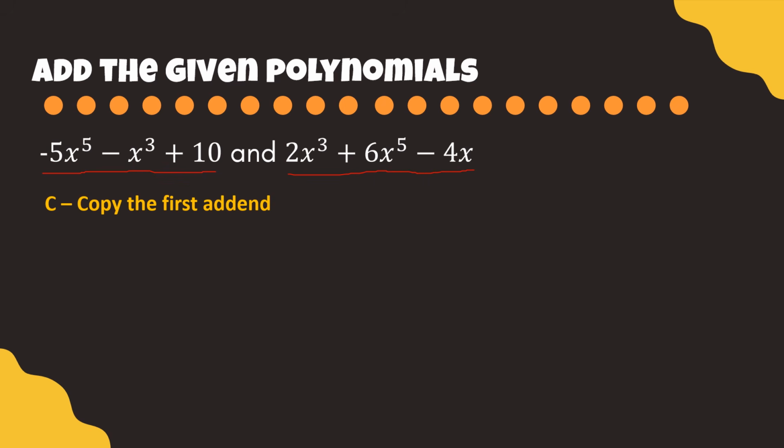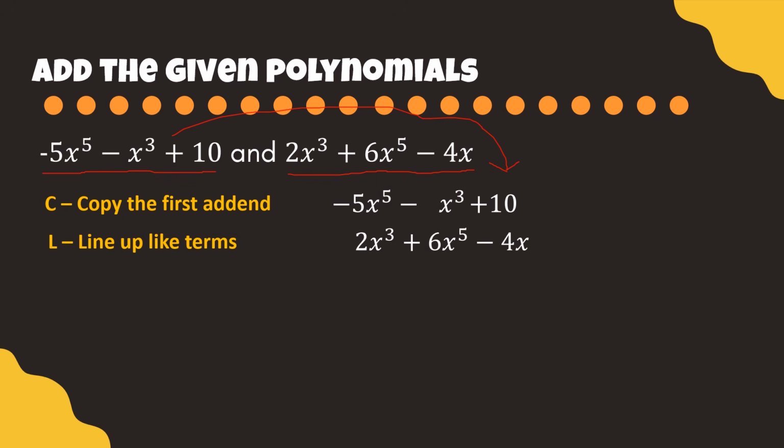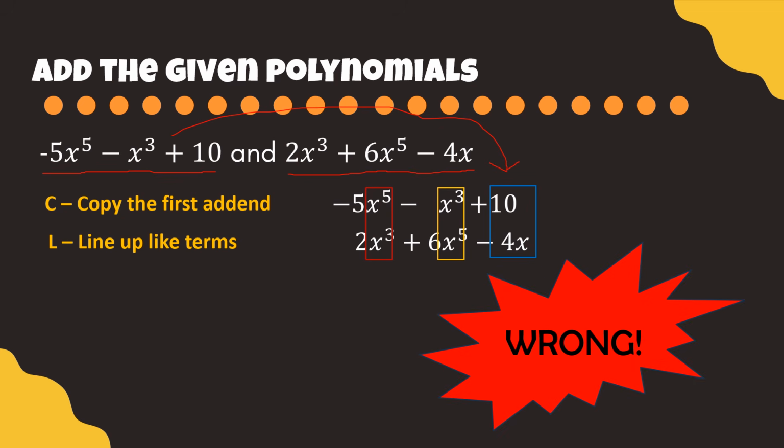First, copy the first addend. Again, so we have negative 5x raised to 5 minus x cubed plus 10. Next, L, line up like terms. So we line up 2x cubed plus 6x raised to 5 minus 4x. What have you observed? Look at the variables and the exponents. They do not have like terms. Therefore, this alignment is wrong. Let's do it again.